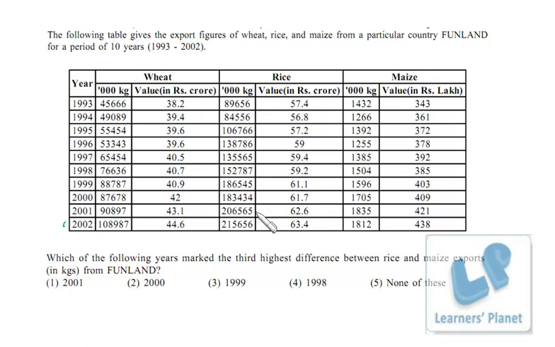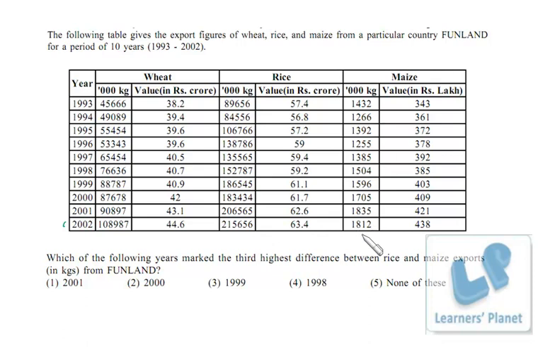Which of the following years mark the third highest difference between rice and maize exports in kilogram from Finland? Here we can see rice in kilogram and maize in kilogram, 1000 kilograms. So just delete the last 3 zeros from both the calculations. So we are left with this 2,15,000 and here it is 1812. So this difference is actually very big, right? These are very small data.